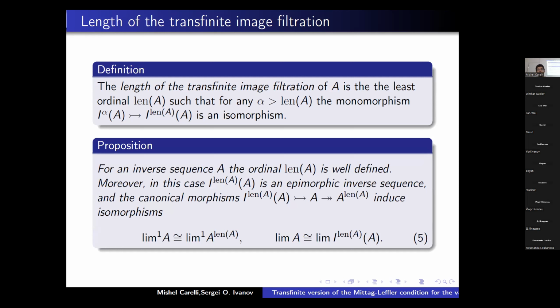Then we have a proposition: for an inverse sequence A, the ordinal length of A is well defined, as I told you. Moreover, in this case, the last image of A is an inverse sequence, and we have a canonical morphism, which induces isomorphisms: the derived limit of A is isomorphic to the derived limit of A len A, and the limit of A is isomorphic to the limit of the last image of A. So basically, at some point, for a big enough ordinal alpha equal to len A, our sequence A is divided into two sequences. One is the last image, which represents the limit. The other is the factorization by the last image, which represents the derived limit.